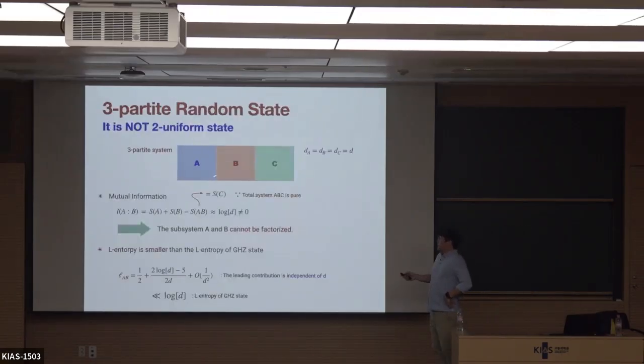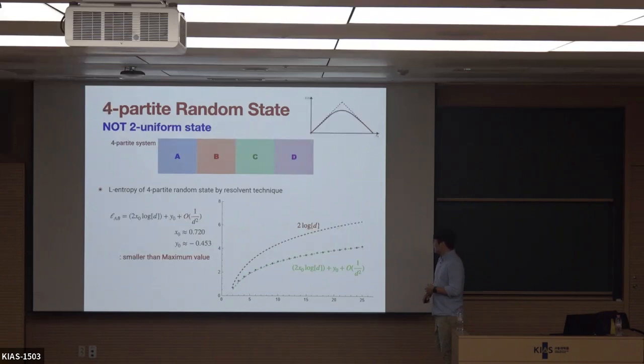As you expect, in the 3-party case even a random state is not close to the maximally multi-entangled state, because if you follow this analytic calculation, the leading piece is 1/2, which is much smaller than the usual GHZ, and also smaller than 2 log D. So this is trivial. But the most non-trivial case is the 4-party case. For 3 parties, the random state is not maximally multi-entangled. For 5 or more, it's maximal.